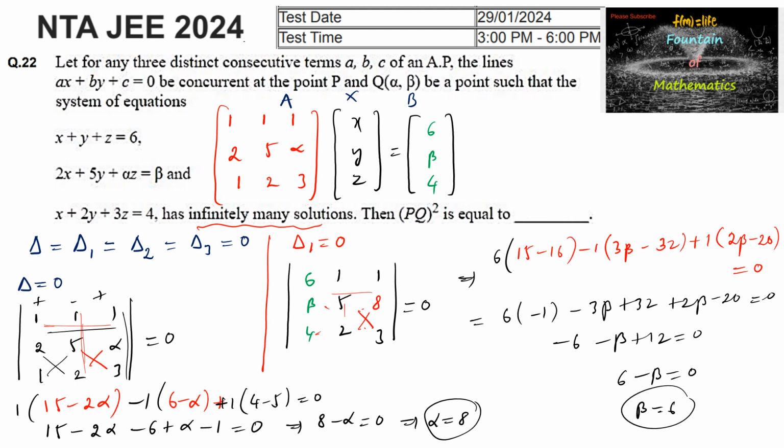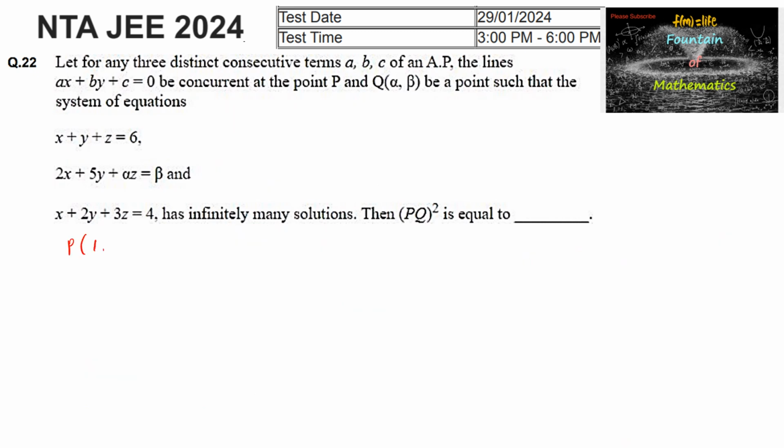Therefore point Q is 8 comma 6, and point P is 1 comma minus 2. So the points are P 1 comma minus 2 and Q 8 comma 6.